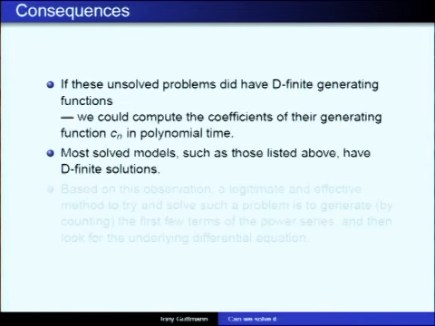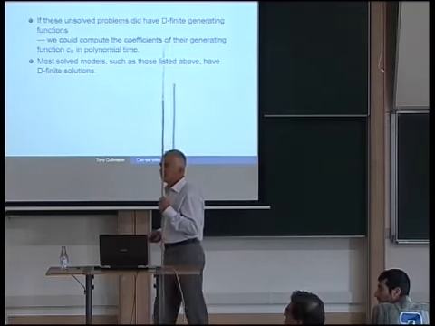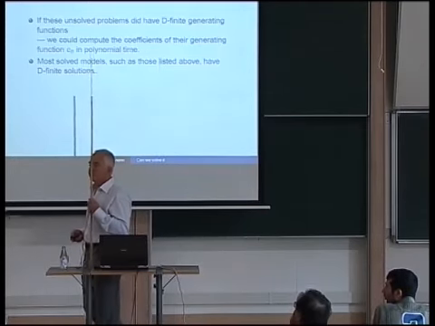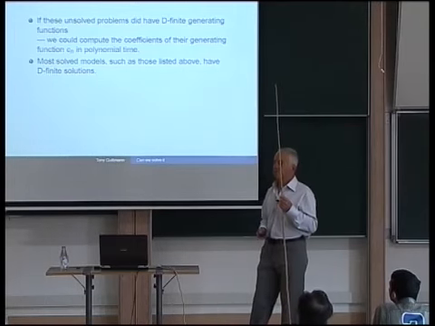Most of the solved models that I showed you on the first transparency, the Onsager solution, the Baxter solution, etc., have D-finite solutions. But things that are not D-finite but are solvable are things like those given in terms of Q series. You almost, yes. I know of no exception to that.